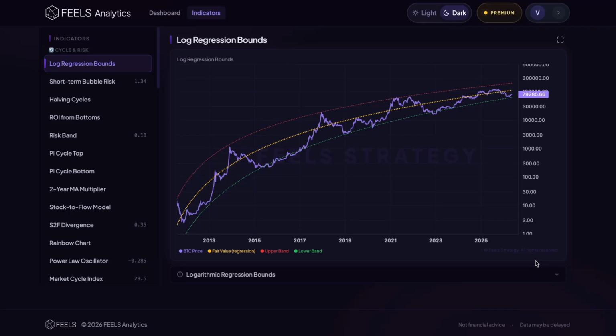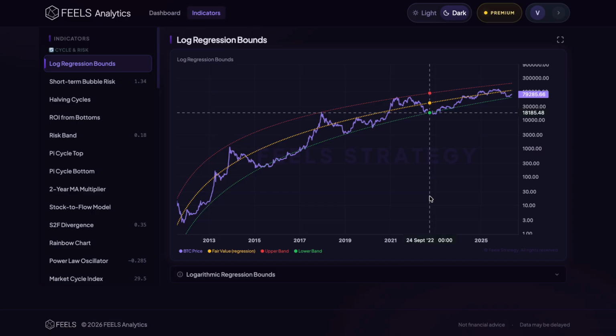This indicator is called log regression bounds. The name sounds complicated, the idea is simple. When you take all of Bitcoin price history and feed a curve through it, a curve that grows fast at first, then slower over time, you get the yellow line on this chart. That's the long-term trend. Why a curve and not a straight line?